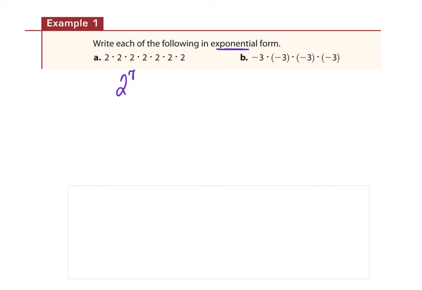If I were to calculate what that is, I would actually multiply the 2's out, right? So what's the difference between that and b? Well, you'll notice b has a negative 3, and then they have a negative 3 in parentheses. These mean different things, all right?